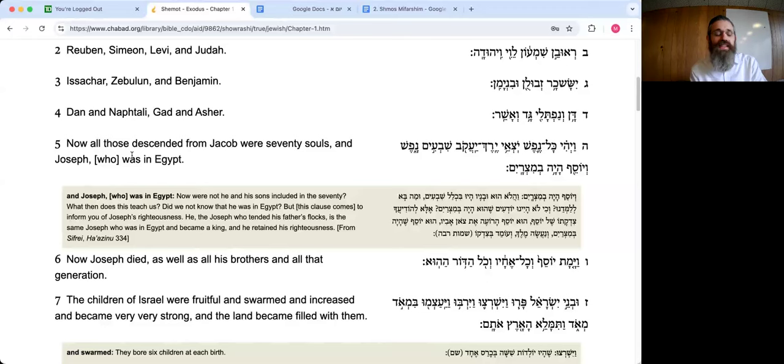But what I'm trying to say is that it's clear that we count the people separately and we count Joseph, and then we make the total. So there's Jacob and his family, and then there's Joseph. Here we're doing the same thing. In verse 5, it says all those descended from Jacob were 70 souls, and Joseph was in Egypt. So you could look at this as a technicality. We have to get to 70. You should just know that Joseph was in Egypt and he could be counted as part of the 70.